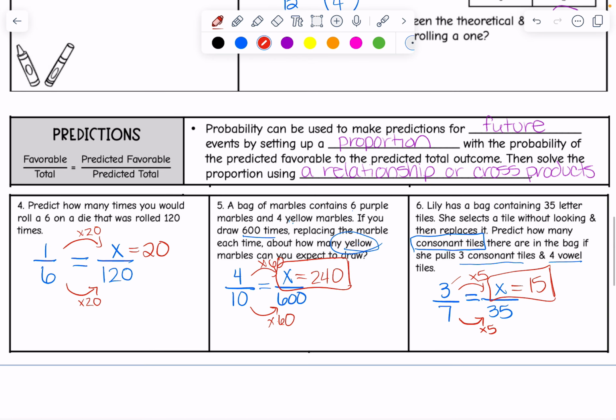That doesn't mean it's for sure going to happen, but that's a little bit about how we can use probability to make predictions.